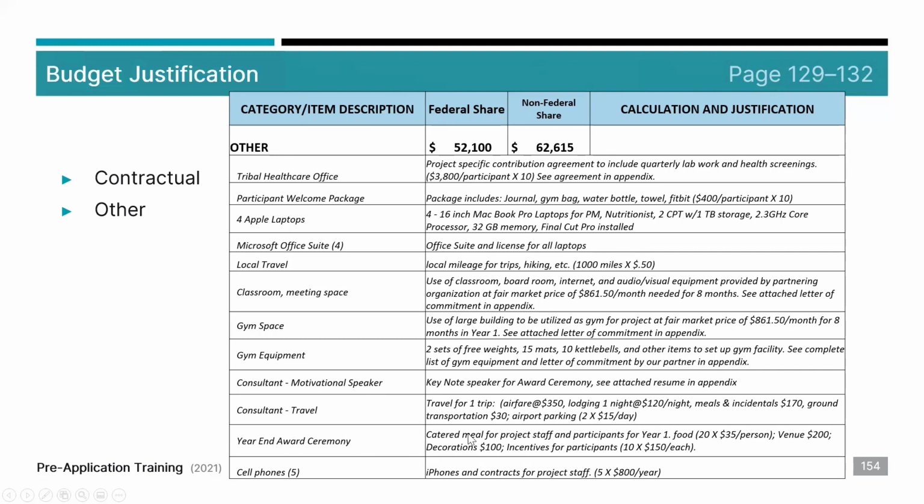Here's the year-end ceremony. So we're going to have food for 20 people at $35 a person. We're going to have the venue for 200, decorations and incentive for participants. So all of this should equal the amount that we included in the request. And then there's the cell phones.